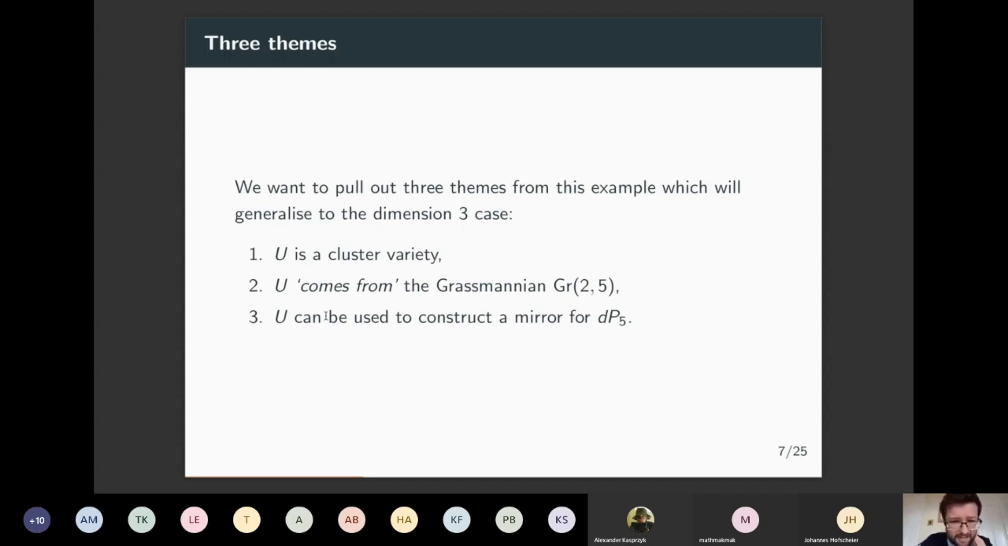And lastly, this surface U, well, we can use it to construct a mirror for dP5. And again, I'll just give a brief explanation of what I mean by that in a second. But these are the 3 things that I want to explain and then generalize to the dimension 3 case.